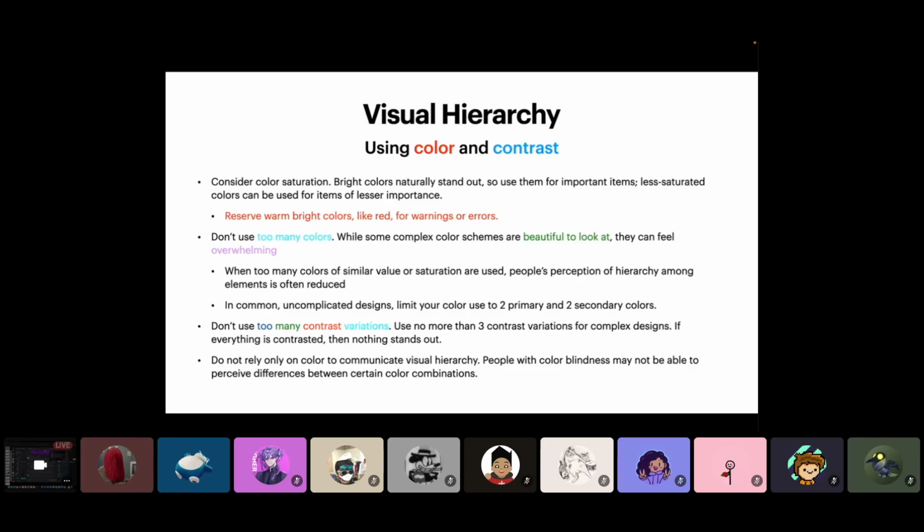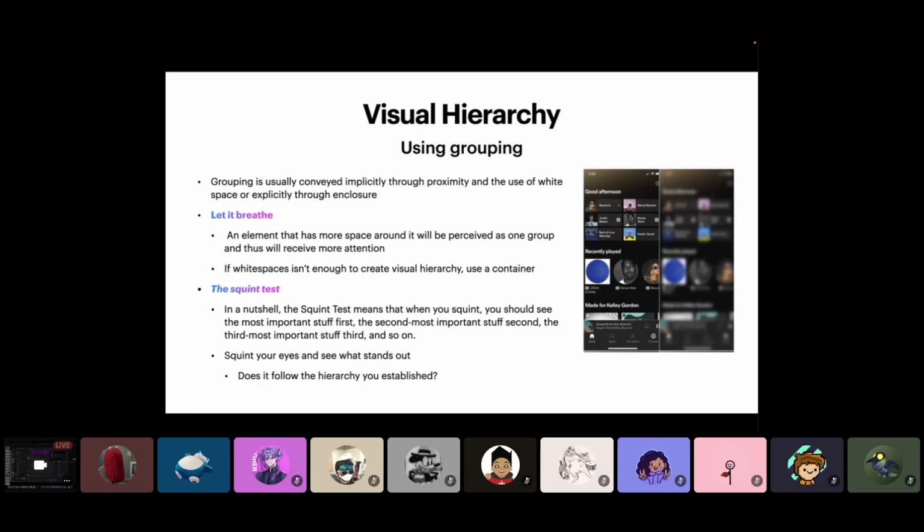between them. And you also don't really want to rely on color completely to establish visual hierarchy, because some people are colorblind, so that's something to keep in mind. You could also use grouping to establish visual hierarchy, and you've probably seen it all over the place in a lot of websites and apps. You can see Spotify here has certain elements grouped, like playlists, recently played, and recommended.